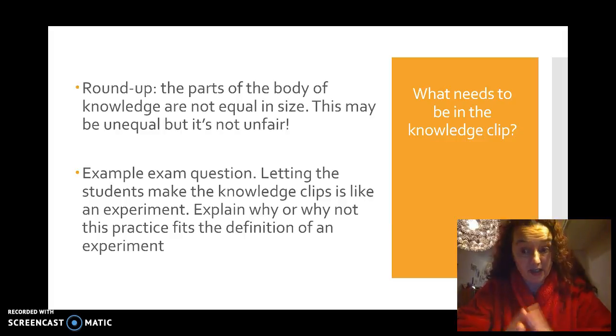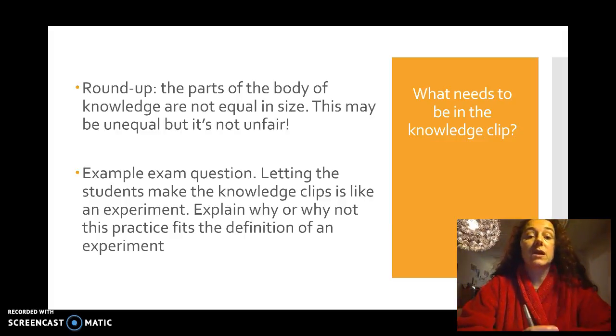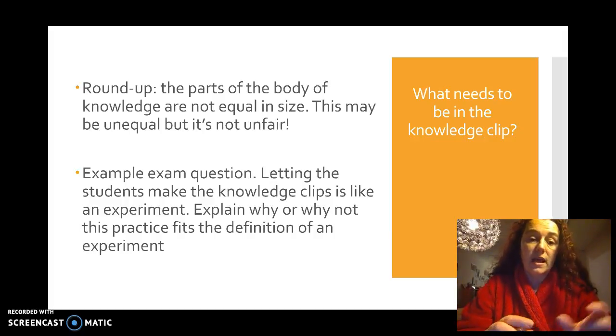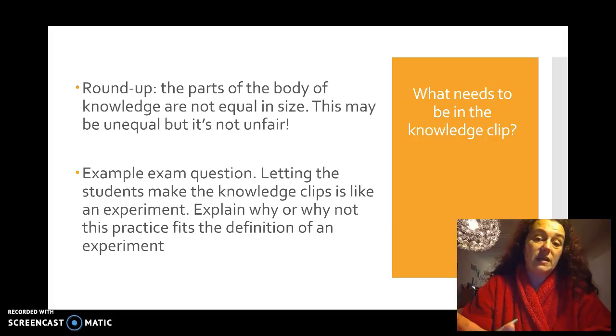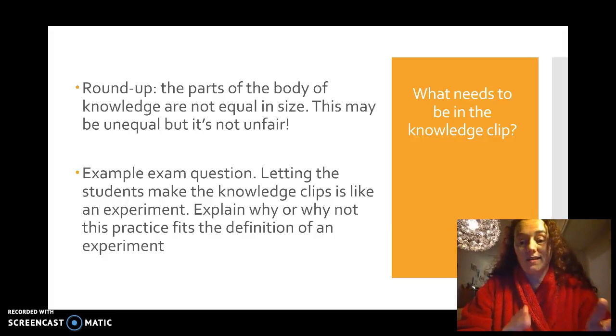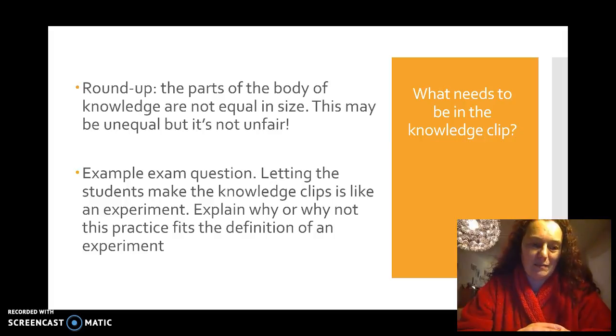So for me, for this knowledge clip, as a roundup, as you might see, the parts of the body of knowledge, there's I think 28 parts, and some of them are smaller subjects and some of them are larger subjects. That might be unequal, and it might seem to you, well, it's unfair if I can choose between having to do a large piece of work or a smaller one. On the other hand, if you take on a large piece of work, then you will know that in depth, and in that sense you will be well prepared for the exam, because you don't have to go over that again. So it's unequal, but it doesn't mean that it's unfair. So I hope you accept that.